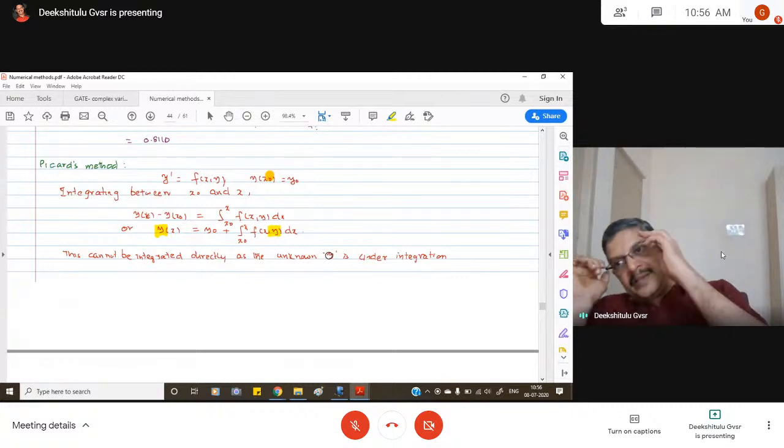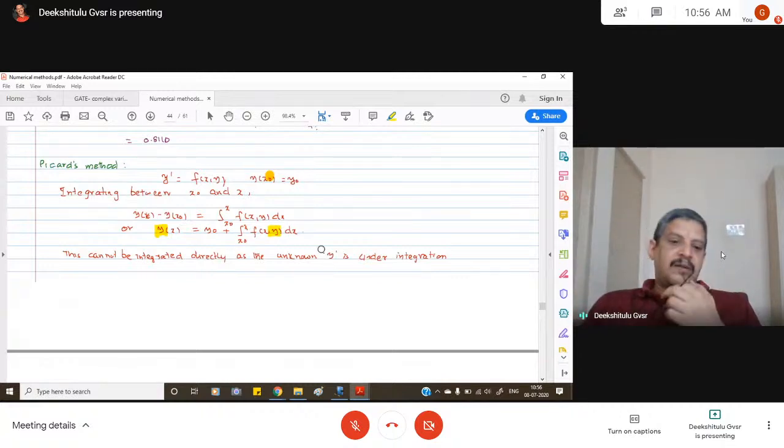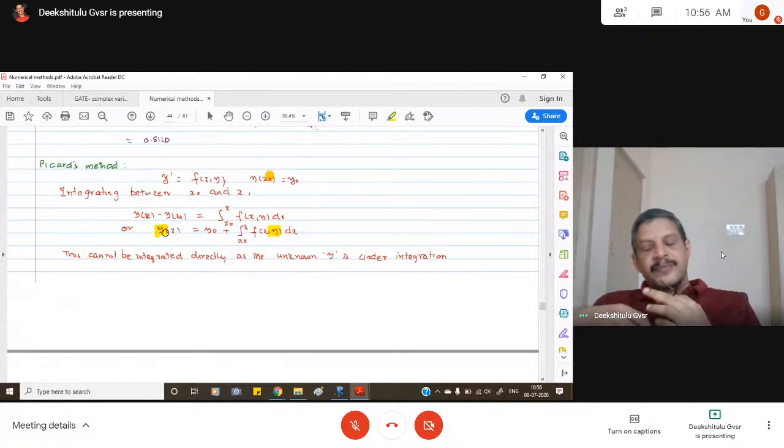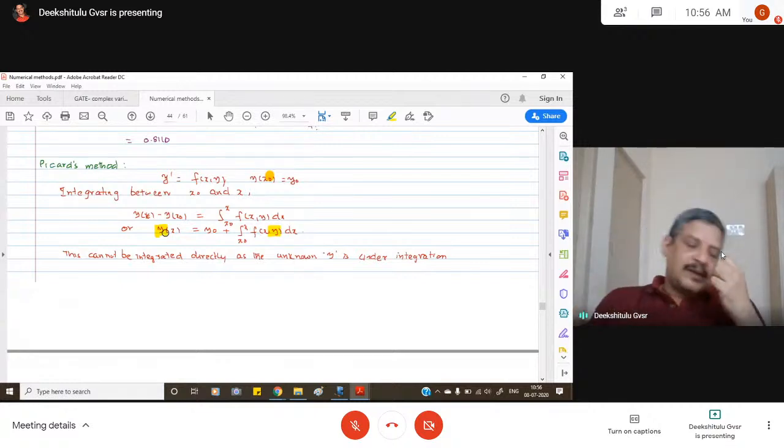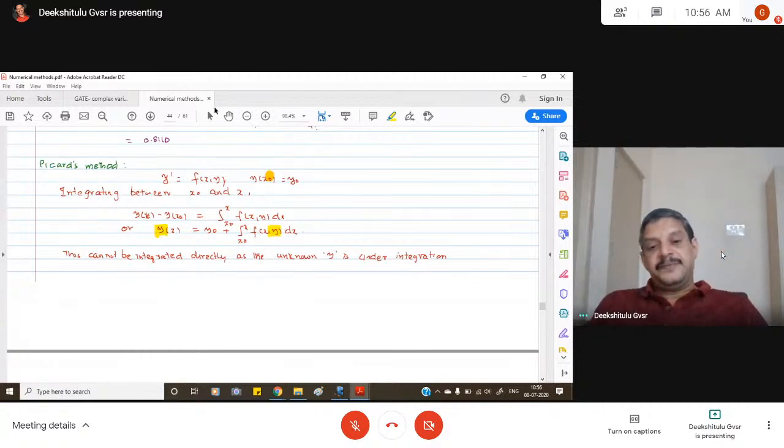But the question now is, what is the unknown? We want to calculate y of x. That is the unknown, and we have an expression to calculate the unknown. We have an integral term on the right hand side. What is there in the integral? f of x, y. Do we know y? No. This is what we are finding. y is what we are finding, and in the integral again we see y. Can you integrate this term without knowing y? You cannot integrate this function as long as y is inside the integral.